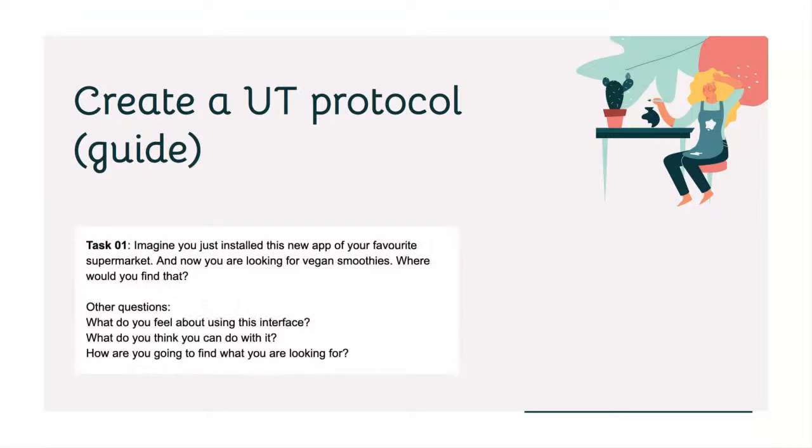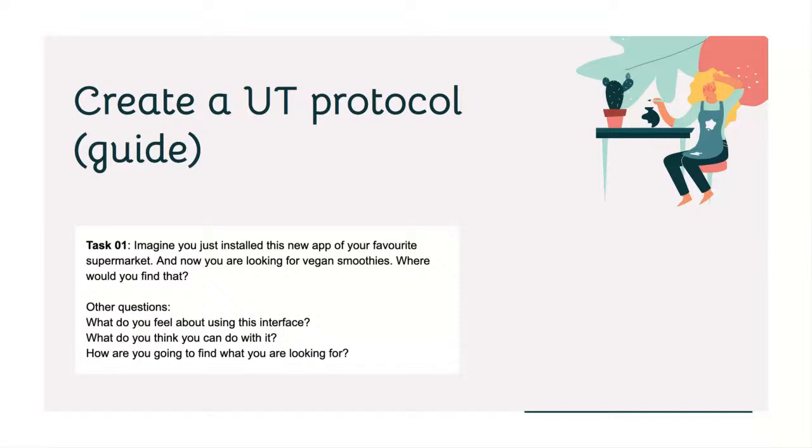So this is a task here. When you're testing a particular flow, it's best if you can create a situation that makes them feel like they can relate to it, so that they feel like they are doing a real task. So here, what I'm thinking of testing is the information architecture of the app. But I can't tell them, let's go check the information architecture. Instead of that, I make it sound like a task. So the task here is to imagine you have a new app of your favorite supermarket, and now you're looking for vegan smoothies. And where would you find that? So that would be the task that we would give.